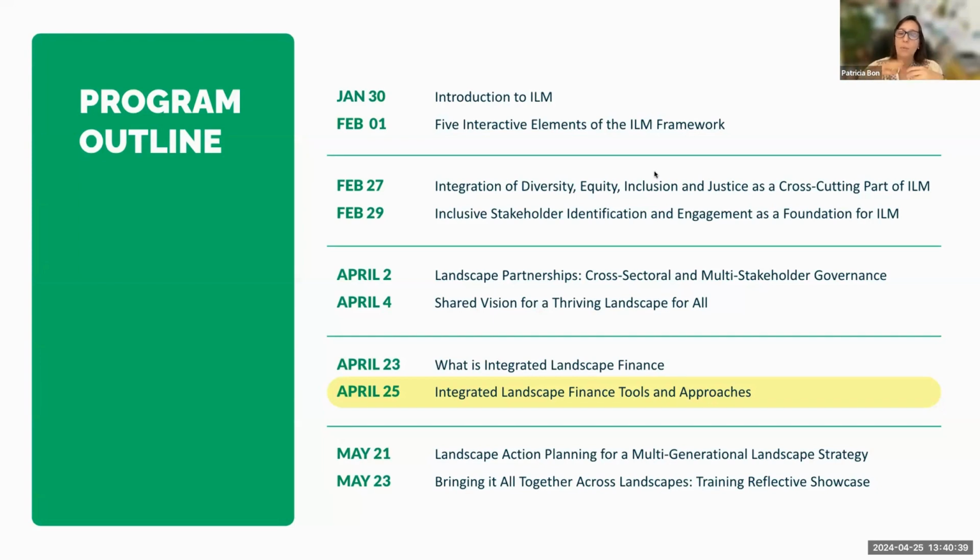So once you've identified all of the stakeholders, once you have engaged them in your process, and you've thought about your governance structure, then it's time to bring everybody together to think about a shared vision, a common purpose for the landscape. And then we moved in April finally to what is integrated landscape finance. And today we're going to dive into looking a little bit about the tools and approaches of landscape finance. You can go into the next one, please, Juan.